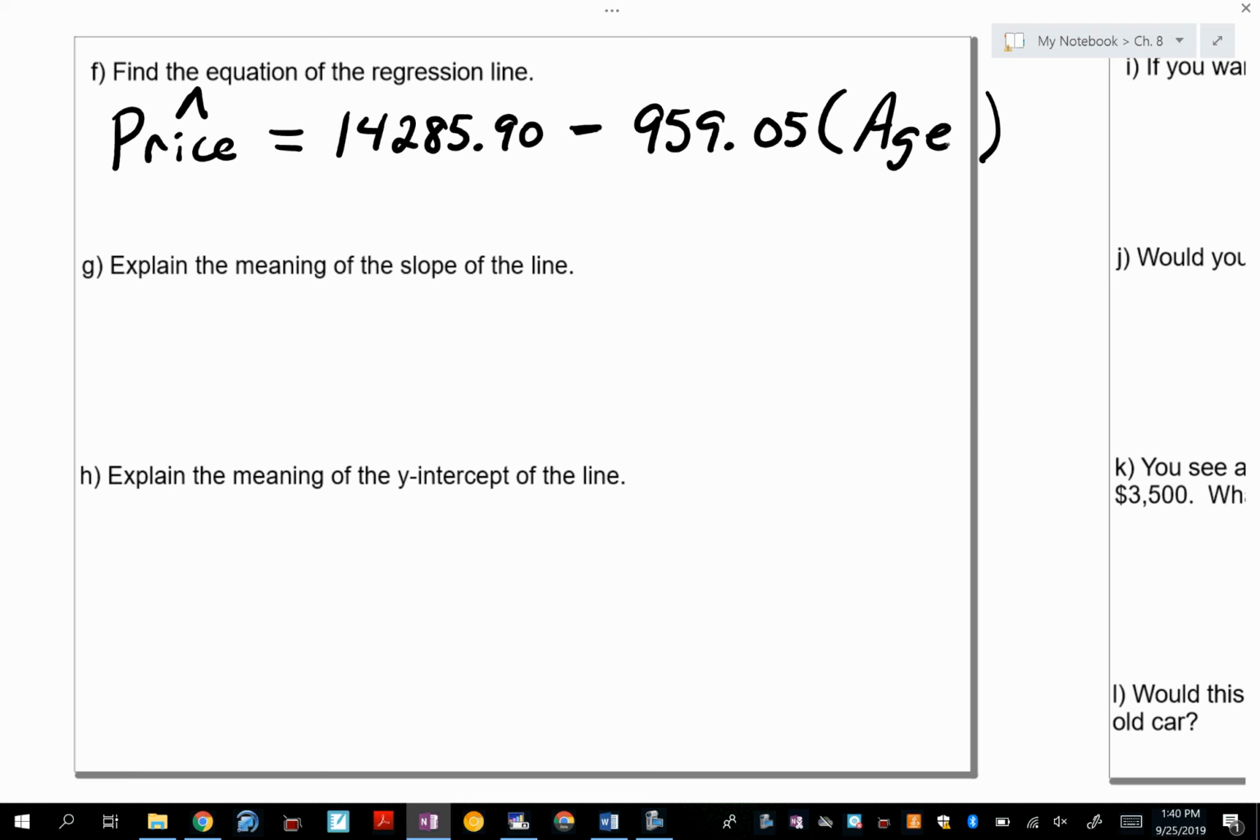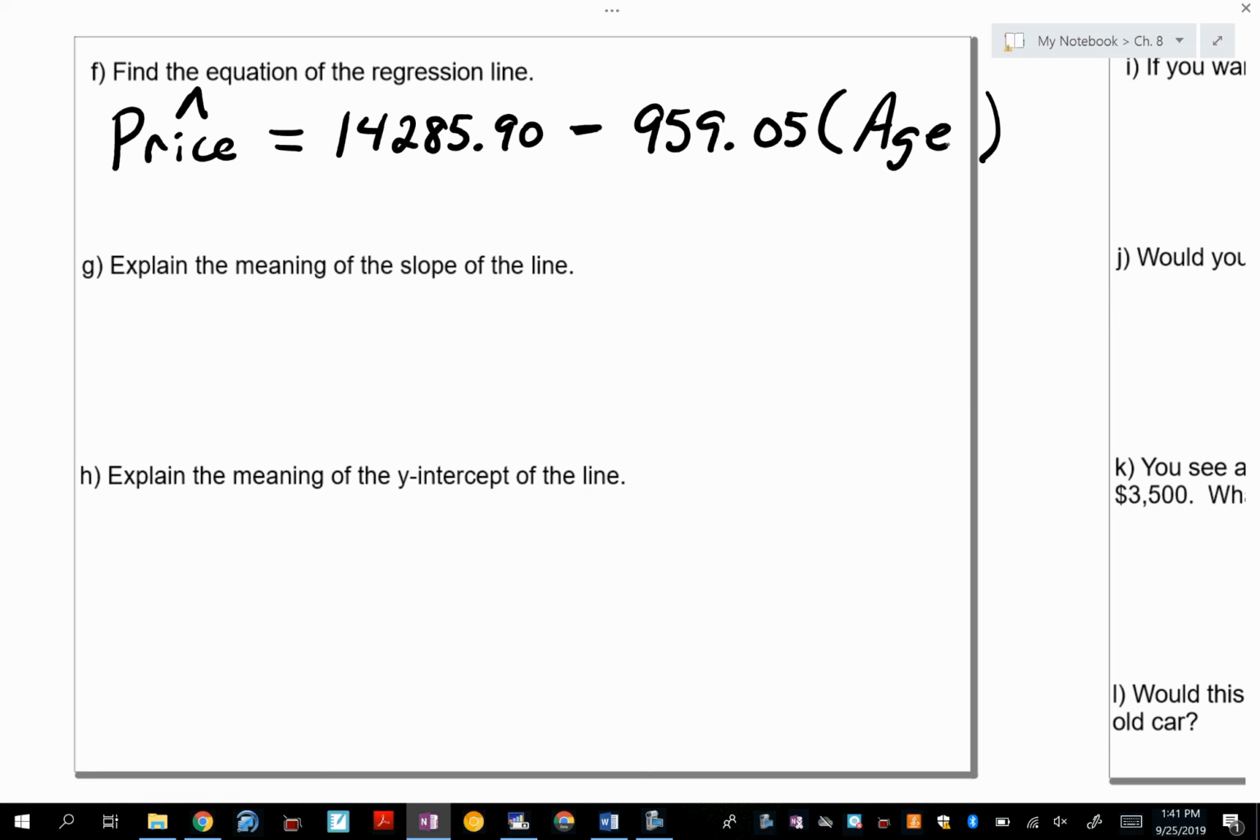Okay? That is the linear model. It would be negative 959.05 times year or age plus $14,285.90. I don't care. Whatever you want, Jarvis. Doesn't matter to me.